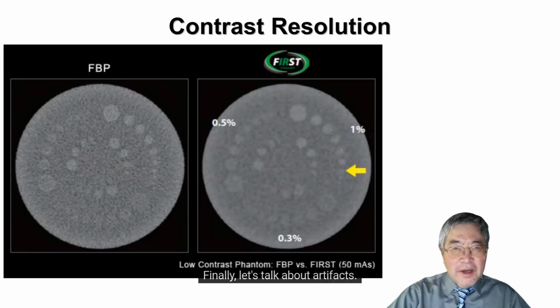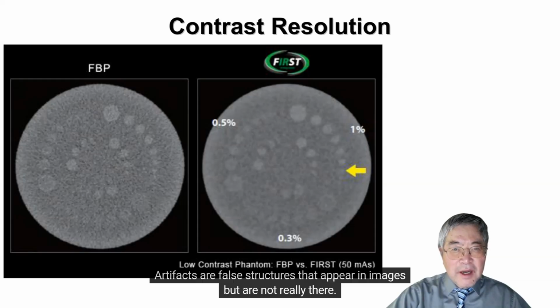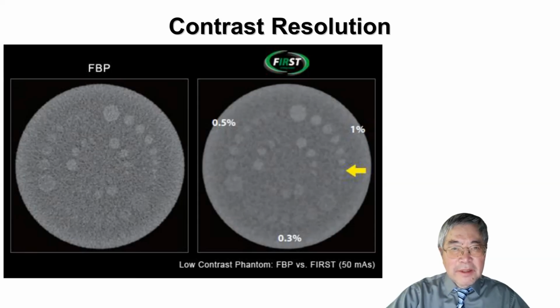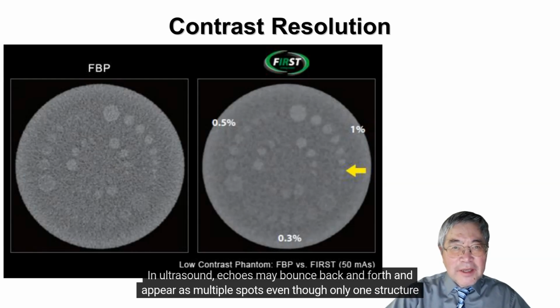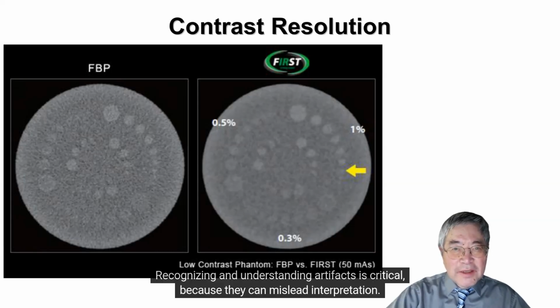Finally, let's talk about artifacts. Artifacts are false structures that appear in images but are not really there. They are ghosts created by limitations or mismatches in the imaging process. For example, in CT, the motion of the heart can create blurry or duplicated structures. In ultrasound, echoes may bounce back and forth and appear as multiple spots, even though only one structure exists. Recognizing and understanding artifacts is critical because they can mislead interpretation.